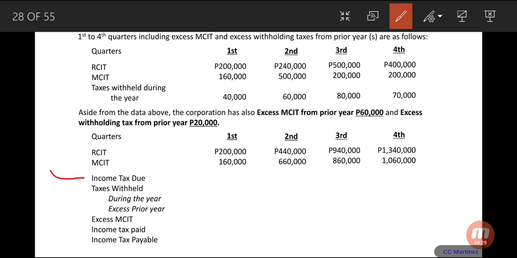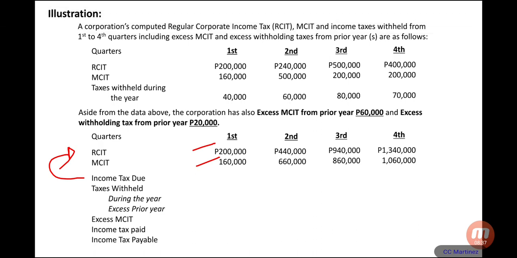So, para makuha income tax due, i-compare natin yung RCIT sa MCIT. Okay? So, ano mas malaki? Yung RCIT o yung MCIT? Of course, yung RCIT. So, yun yung magiging income tax due natin, 200,000.